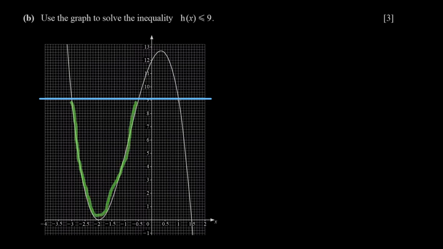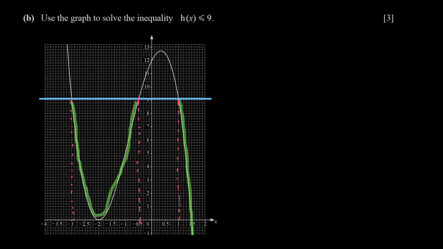And this particular region here. So what values of x give us that? Well, we just have to go down and look at the graph. If I go down here, that looks like x is equal to negative 3. If I go down, it looks like x is negative a half. And if I do the same here, that looks like x is equal to 1.